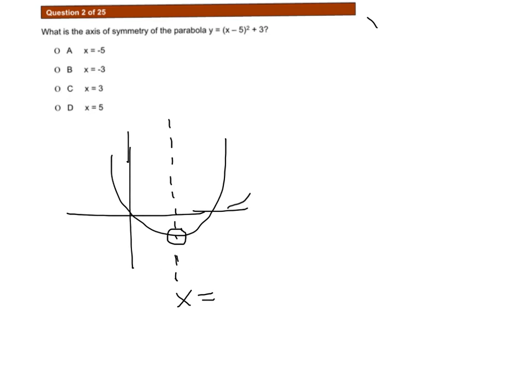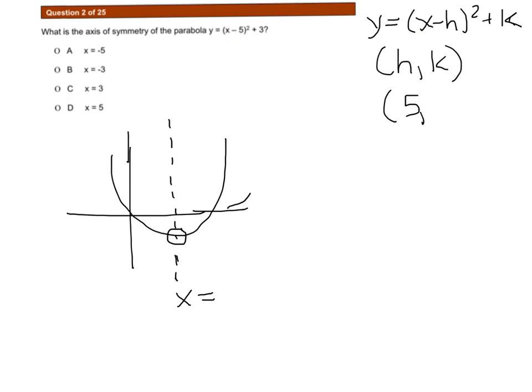Well, using the vertex form, we know that (h, k) is our vertex. Looking at the problem, we see that 5, now be careful, it's not negative 5 because the equation already has a minus. So it's just positive 5 and positive 3. Our vertex is (5, 3). Which means our graph here that I drew is wrong. It should actually be up 3.